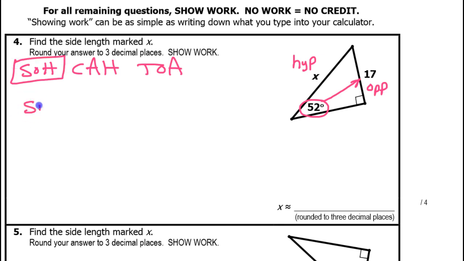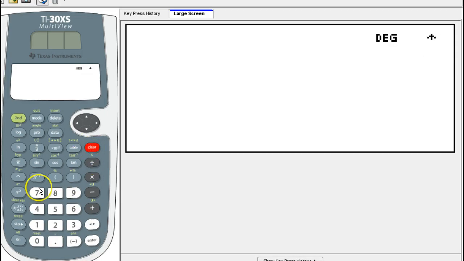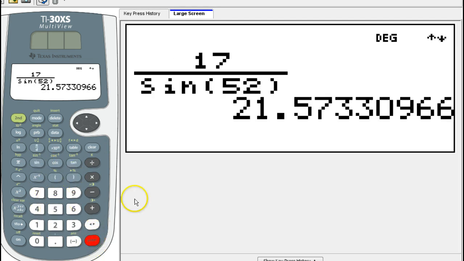So that tells me that the sine of 52 is going to equal opposite over hypotenuse, so that's 17 over x. When the variable is in the denominator, that's when you swap these. So the new equation will be x equals 17 over sine 52. And that can just go in the calculator. 17 over sine 52. So that's 21.573.